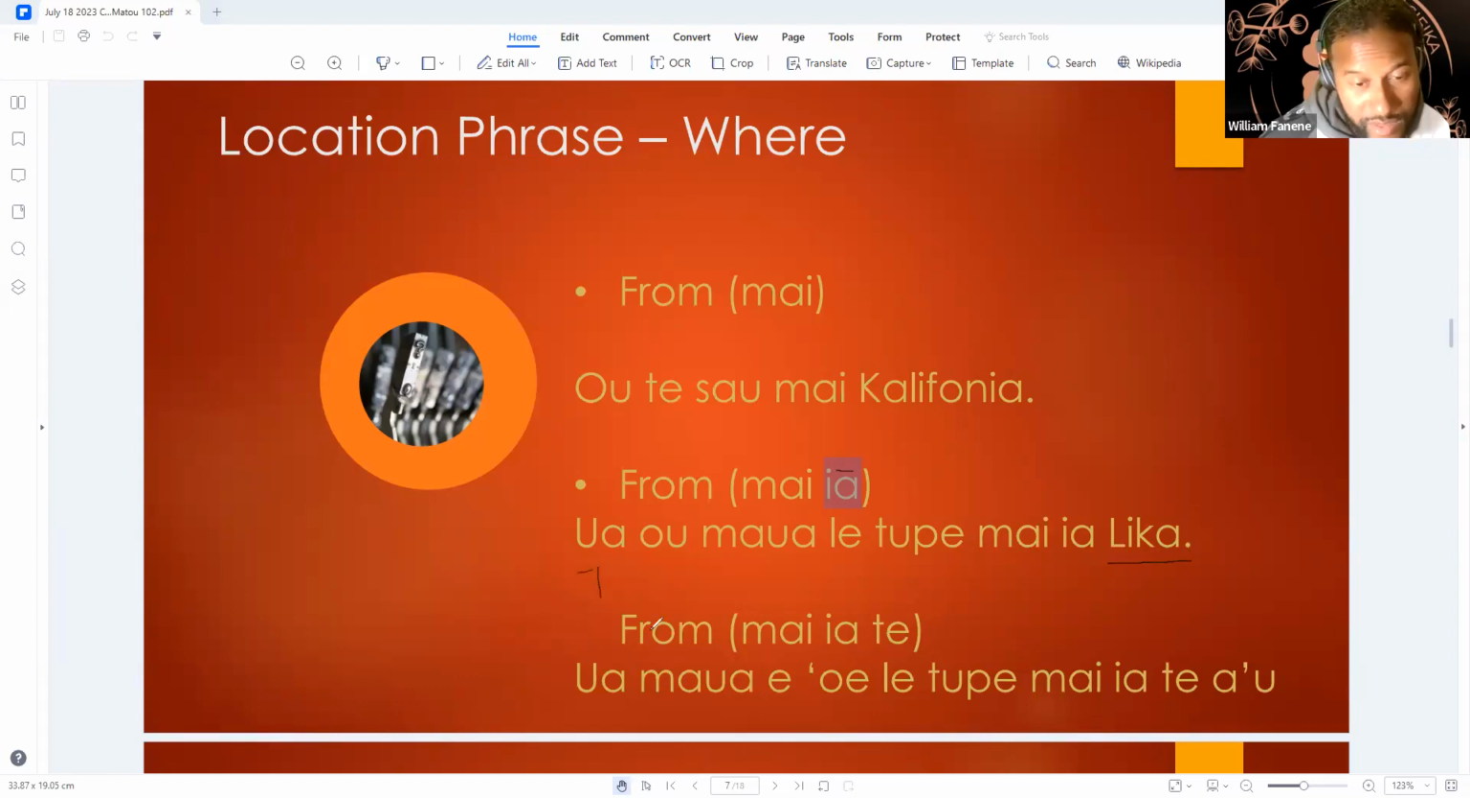So tense, and I'll just write this out like that for anyone that needs it. Our subject is I or o. Our action is maua, and then our le tupe, the money. I have gotten the money from mai. So we're introducing our location. All of this is our location. Mai ya lika, from, and then we have to introduce lika with the ya because it's a proper noun. Okay. U'o maua le tupe mai ya lika.